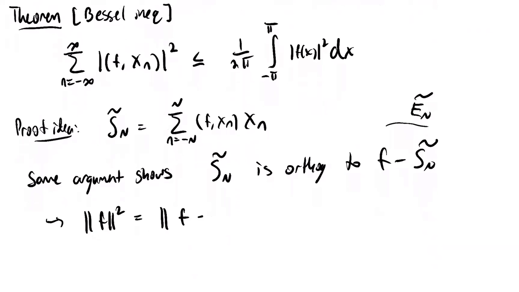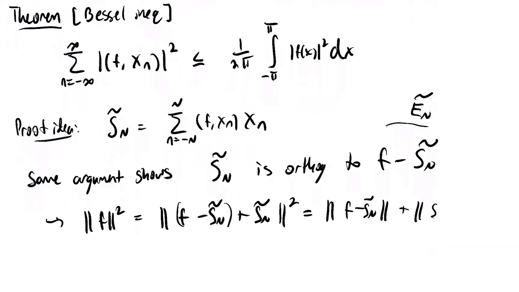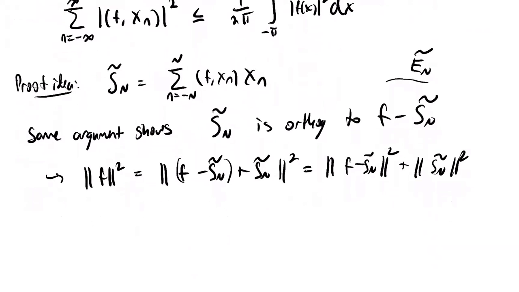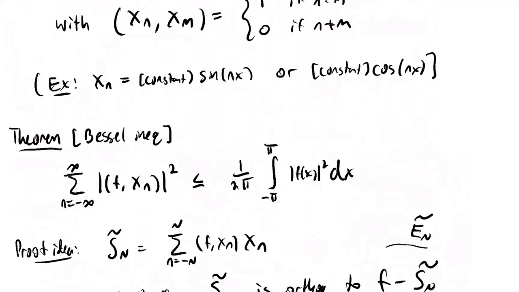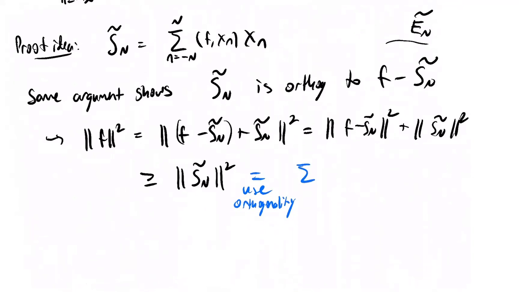well, this is the L2 norm of f minus S tilde n plus S tilde n. And so I have a sum of two orthogonal functions. By the Pythagorean theorem, I get the sum of these two squares. In particular, this is bigger than or equal to, let me throw away the first term, the L2 norm of S tilde n squared. But you can calculate using the orthogonality assumption for the Xn, by following virtually the same argument we did with the complex exponentials but for these more general functions, that this is equal to the sum from n equals minus n to n of these coefficients squared. And then what you're going to do is let n go to infinity, and that's the proof.